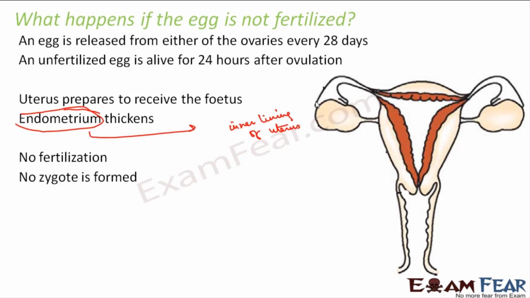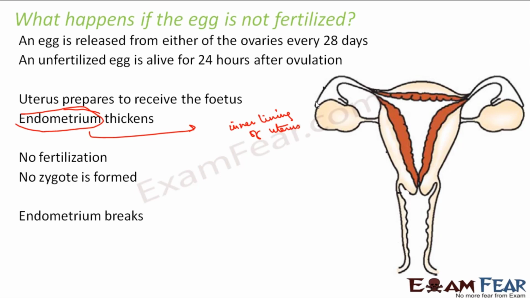Now what happens to the uterus? The uterus did so much preparation. The uterus thickened its endometrium, which is now fully vascular, that means fully supplied with blood vessels. Now what will happen to that endometrium? Now this thick endometrium is of no use, right? So now what will happen? The endometrium will break. So this thickness of the endometrium will break off.